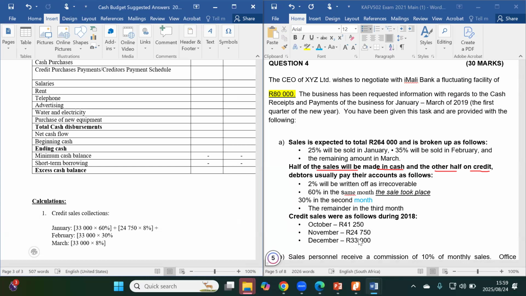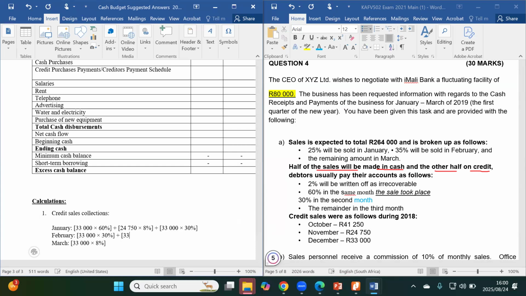For the December month, 60% is collected in December, and then 30% in the month of January. So I'm going to show the calculation here, where I would say 33K times 30%. Are we together? Yes. In the month of January. But remember, that is for the second payment. Then the third payment will be collected in February for the month of December.